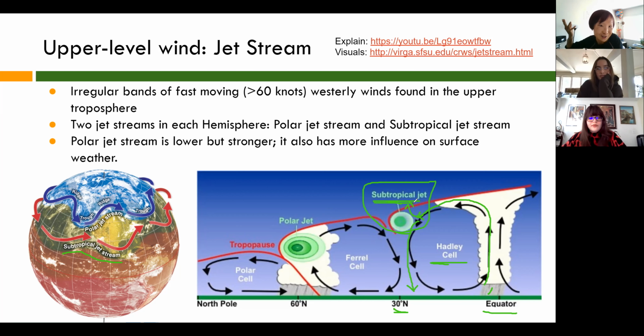But we don't worry about this one too much, especially in our area. We are at about 30, we are 34, right? One reason is you can see it's very high. It's quite far away from us, I would say like 10 kilometers. It has very little effect on the ground. But we more consider this polar jet.